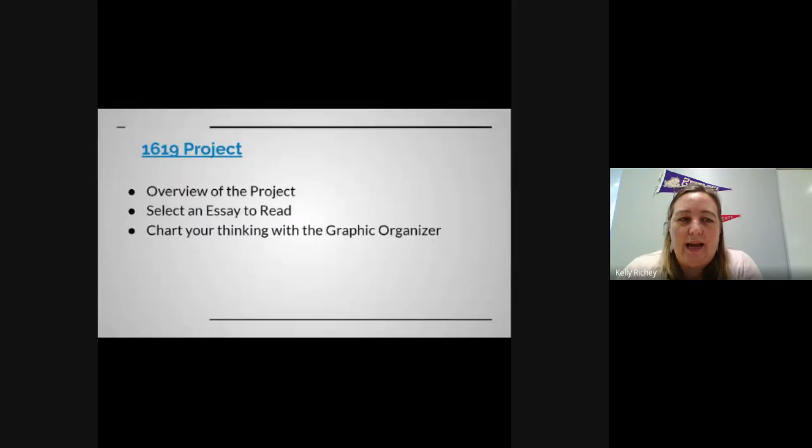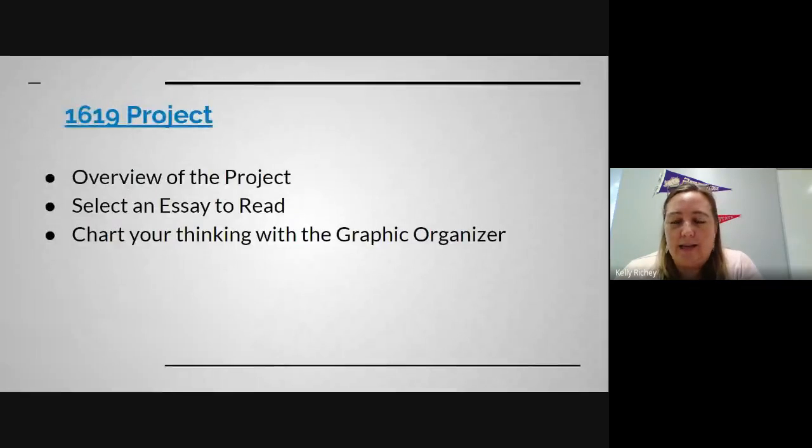So, last class, we read an essay, and you guys used a graphic organizer to chart your thinking. You're going to do the same thing today. You're going to select an essay to read, and I have a different graphic organizer for you to use to chart your thinking. Larry, you will be happy to hear that we will not be using Kami to annotate this.